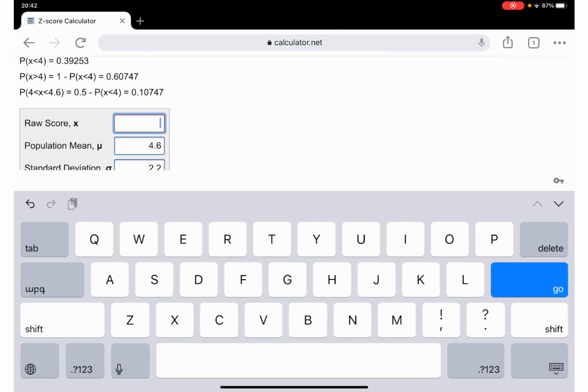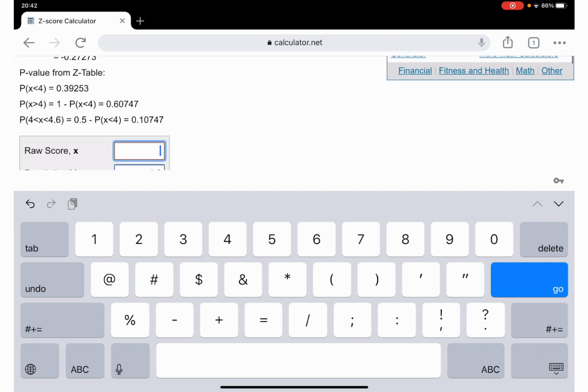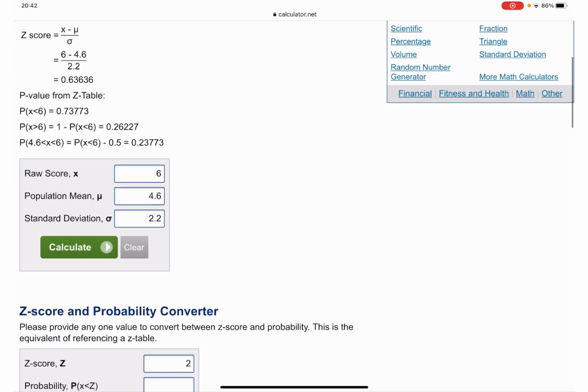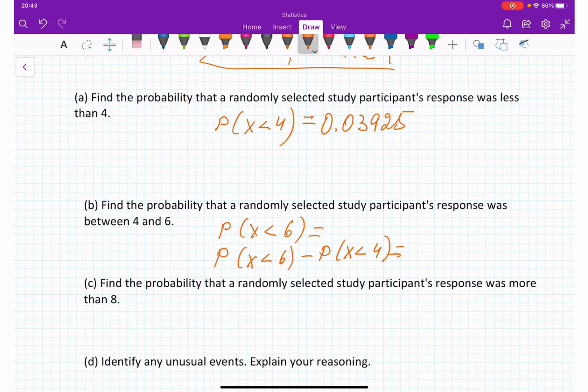less than 6, 0.39. Okay, less than 6. It's going to be 0.773. Okay, here there was no 0. Okay, so this one is going to be 0.73773.